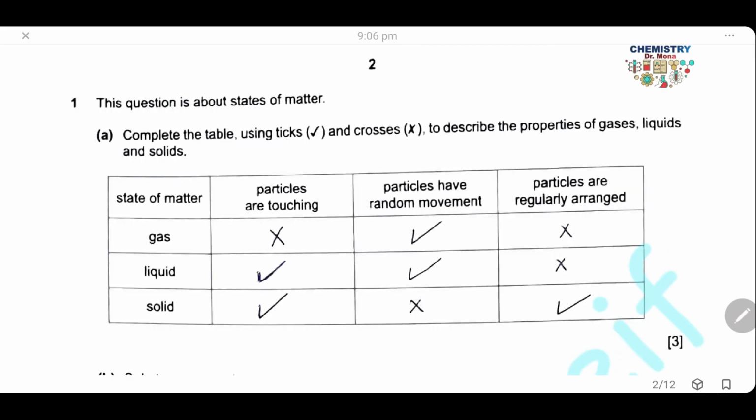Let's start it. Question 1. This question is about states of matter. Complete the table using text and crosses to describe the properties of gases, liquids, and solid.